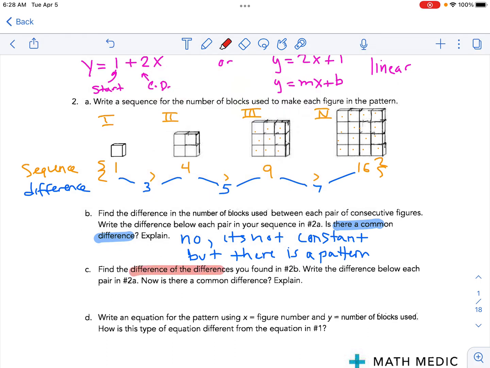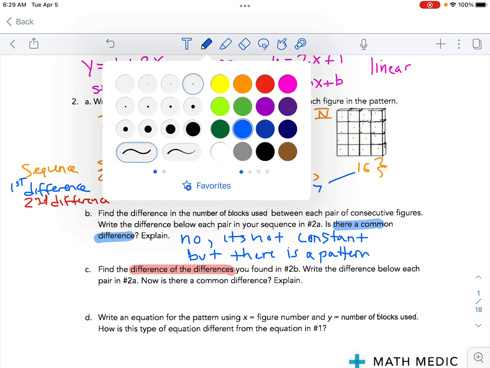If you notice in part C, it says find the difference of the differences. So in other words, looking at the blue numbers, the difference, we're going to find how that changes. So we can call this maybe the second difference, because it's the second time we're calculating a difference. Maybe then we need to call this the first difference.